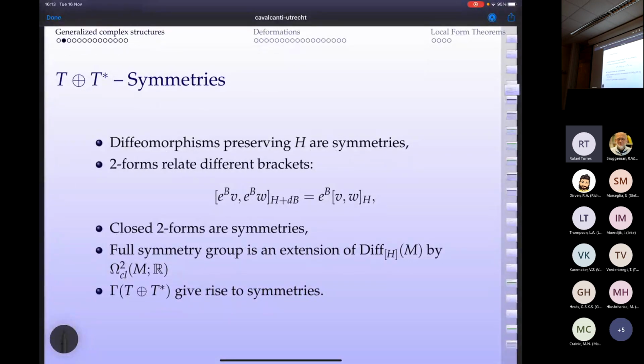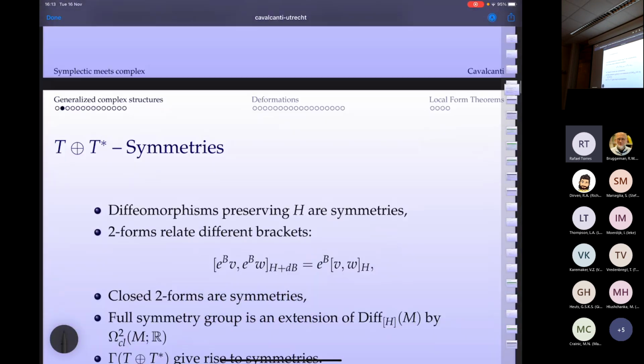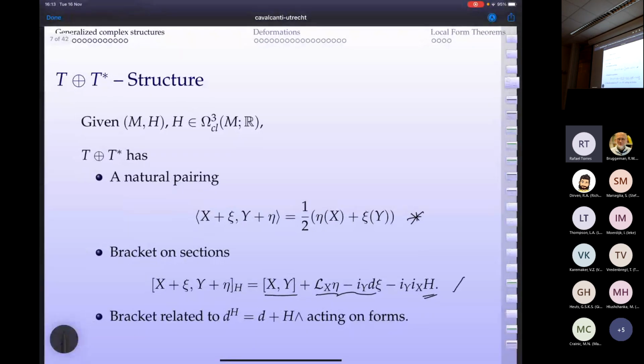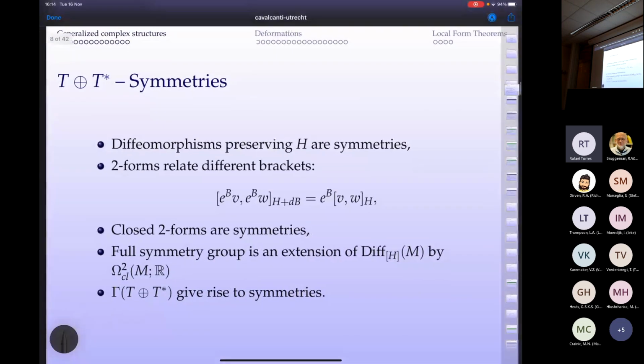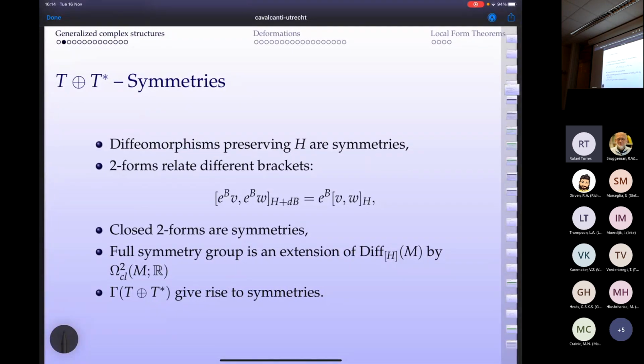One interesting thing of T plus T star is that it has symmetries. Essentially symmetries are things which should preserve the pairing and the bracket, right? So you have these two structures, and if you have something that preserves those two, it's a symmetry, not just of the manifold underneath it, but also of T plus T star. And of course, diffeomorphisms are symmetries because the bracket was the Lie bracket, Lie derivative, so it's all diffeomorphism invariant. The pairing is also diffeomorphism invariant. There is this H. So if you do a diffeomorphism and pull H back, you change H into the pullback of H. So technically, at that stage, diffeomorphisms which preserve the three-form are symmetries, which is kind of weird. But if H is 0, then every diffeomorphism is good, right?